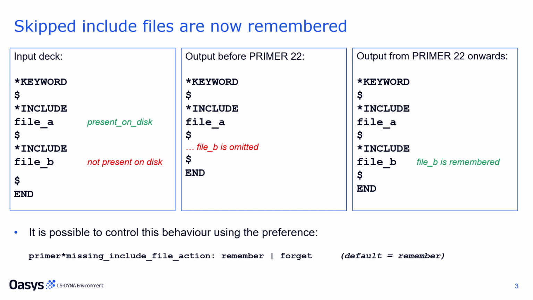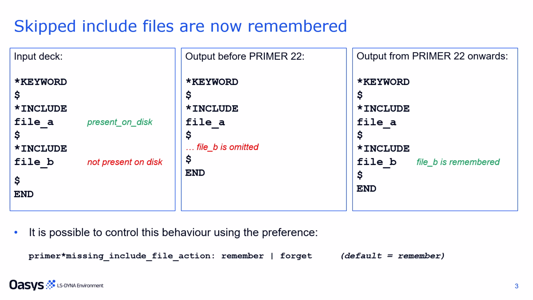In previous Primer versions, that file was forgotten, meaning that it wouldn't be present in the include tree, it couldn't be chosen as a layer in which to create items, there would be no include statement for it in the keyword output file. In effect, passage through Primer would lose that file altogether. In the example shown here, file B, not found on disk during input and therefore skipped, would not be remembered.